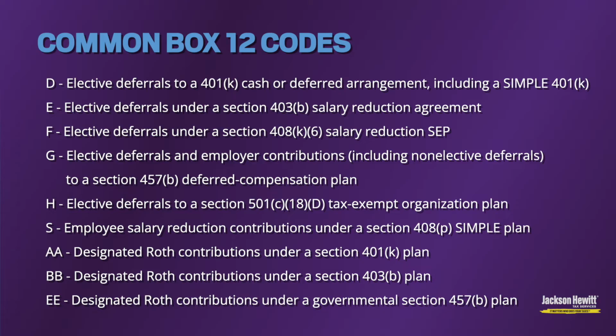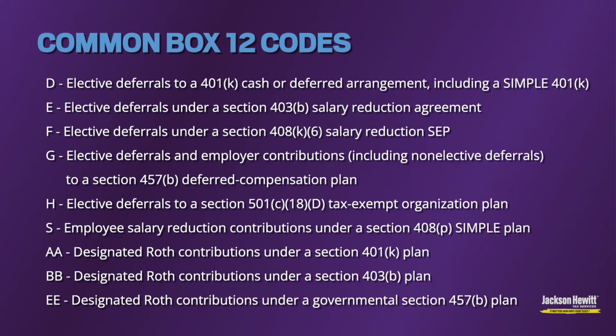G represents 457b contributions and are elective and non-elective deferrals made to a 457b deferred compensation plan. H represents 501c18d contributions and are elective deferrals to a Section 501c18d tax-exempt organizational plan, included in the wages, tips, comp amount in Box 1. S represents 408p, simple contributions, and are deferrals made under a simple IRA plan.